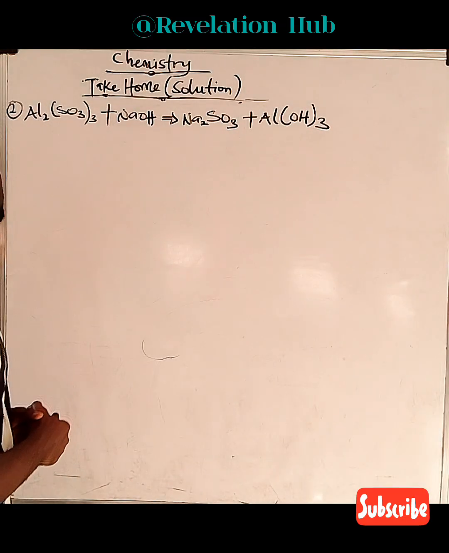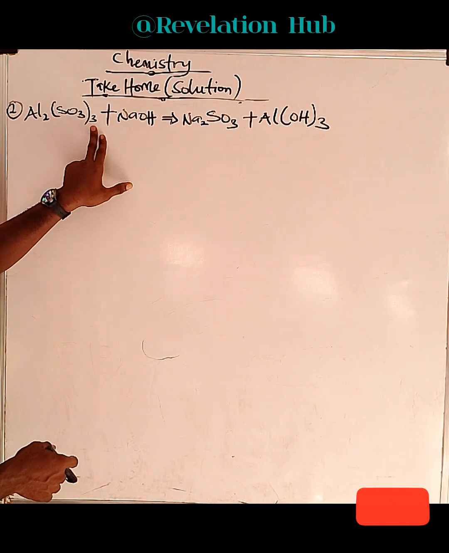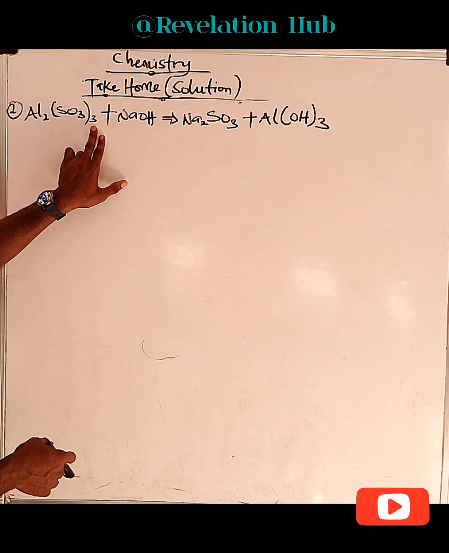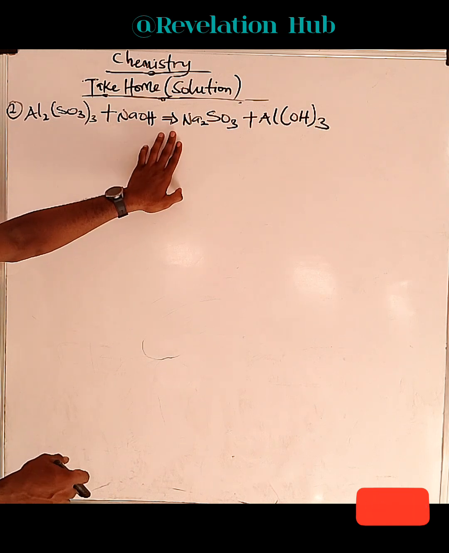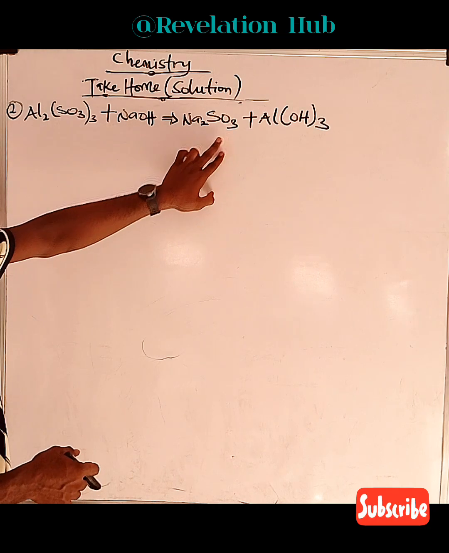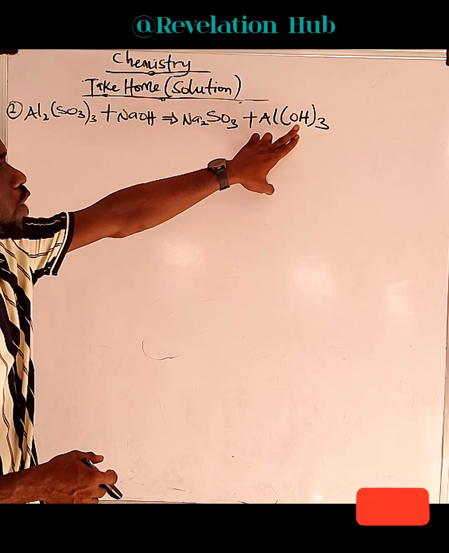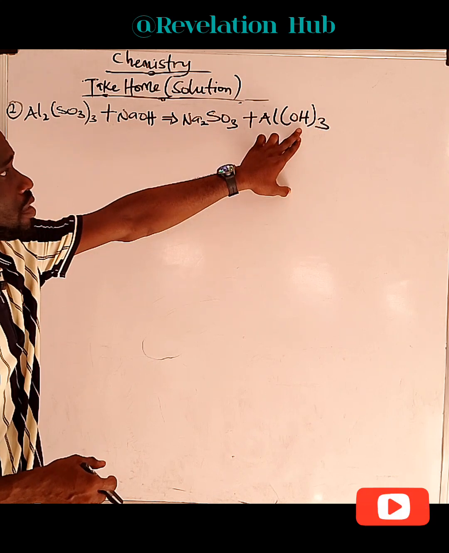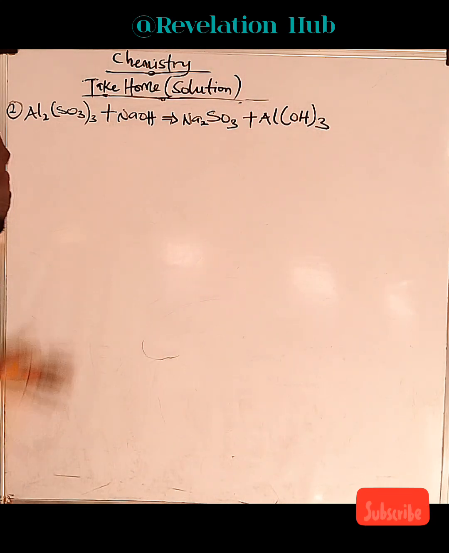As you can see, we are asked to balance Al2(SO3)3, with a small 3 placed out here, plus NaOH, that's sodium hydroxide, equals Na2SO3, sodium sulfite, plus Al(OH)3, that's aluminum hydroxide. The OH there has a subscript of 3. So how do we balance this?